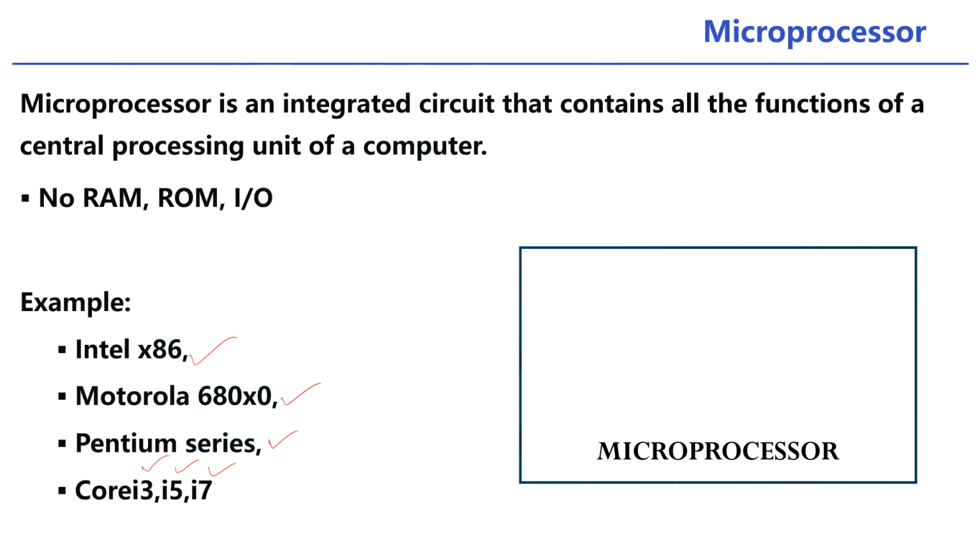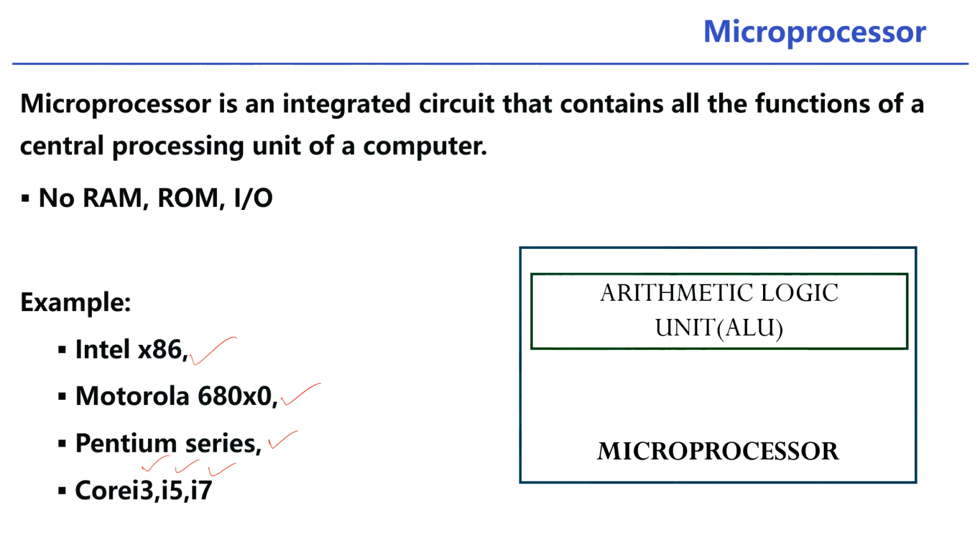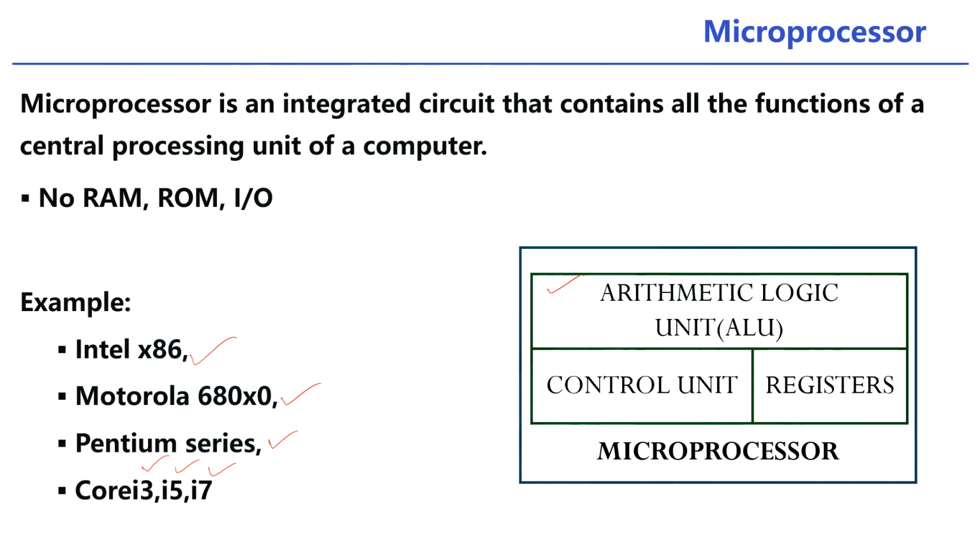A microprocessor is an integrated IC which has the basic components of a central processing unit. A central processing unit may have the arithmetic logic unit ALU, control unit CU, and some temporary registers. All these are available on a single IC, called a microprocessor.